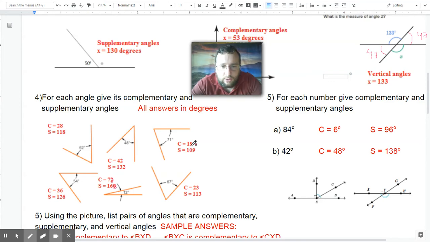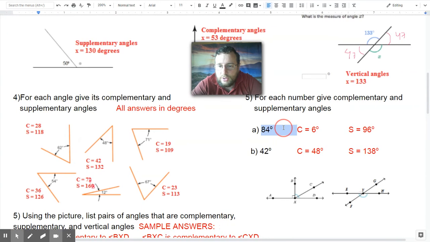And then here we have 19s, which completes 71 to make 90, or 109 plus 71 to make 180 for the supplementary angle. 23 plus 67 will give you 90. And 113 will give you 180 minus 67 gives you 113. So there you have it. This is if you're given the angles. Same idea with the numbers.